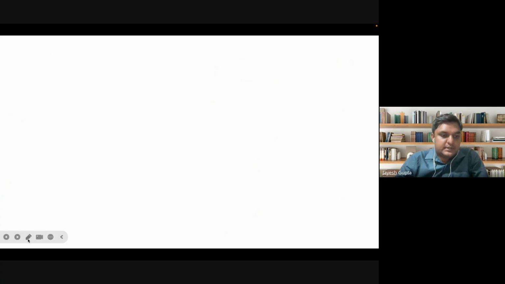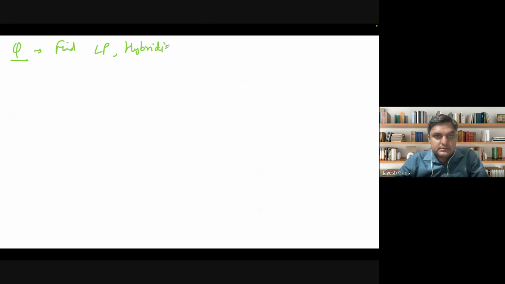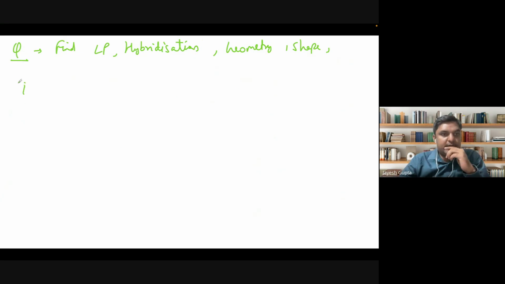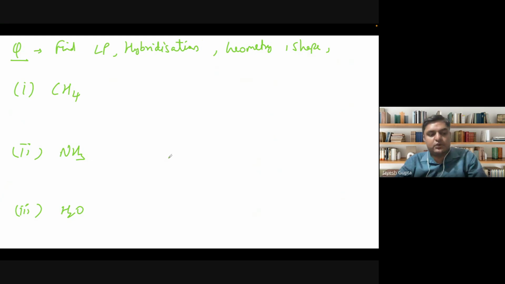Okay, so I'm giving one question. Please do this. You have to find bond pair, lone pair, hybridization, geometry, shape. First compound I'm giving you is CH4, second is NH3, and third is H2O. This is a very easy question. I'm giving you 5 minutes. Please solve it within 5 minutes.